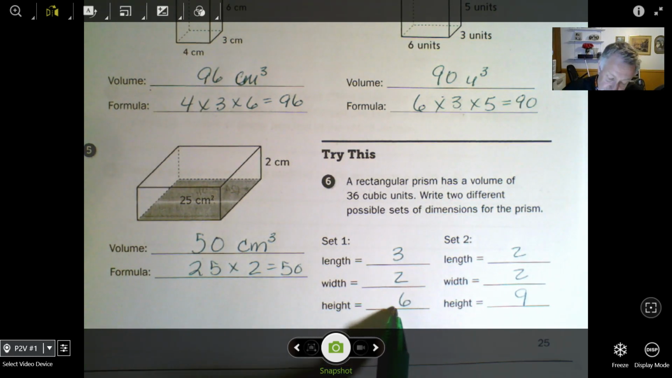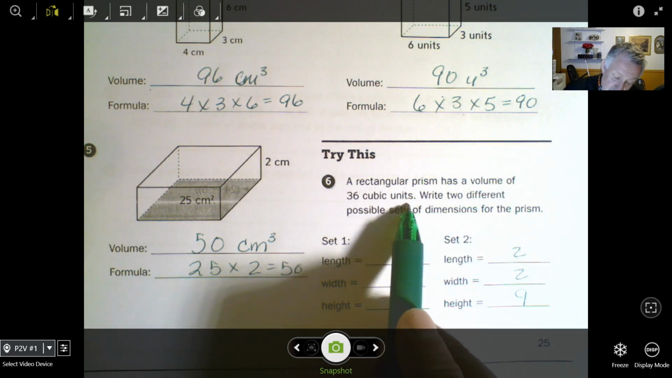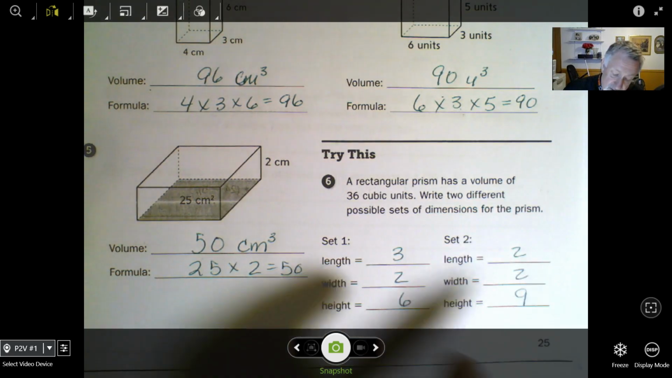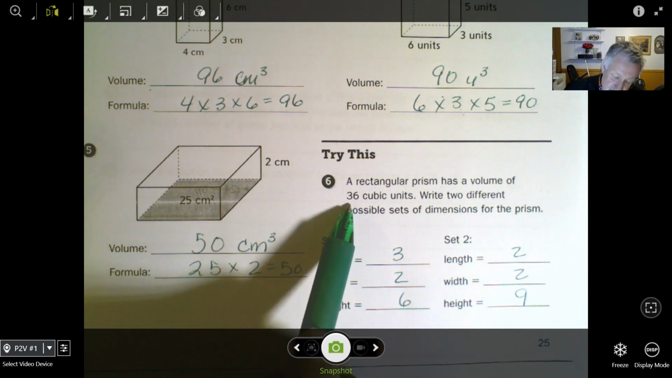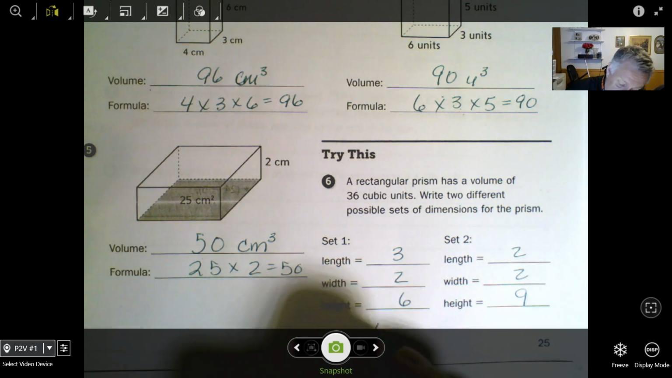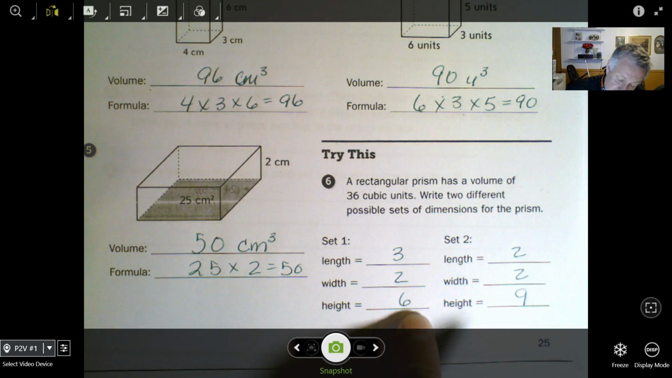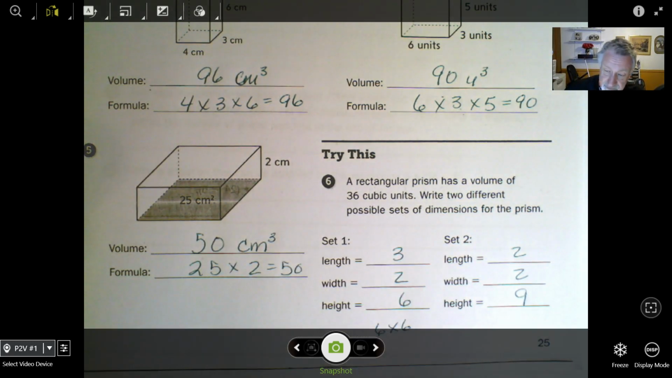Over here, for the try this, a rectangular prism has a volume of 36 cubic units. Write 2 different possible sets of dimensions for the prism. So basically, length times width times height is going to equal 36, or base times height is going to equal 36. So in this one, I said, well, 6 times 6 equals 36. So if my height is 6, my base comes from the 6 here, and 2 times 3 is 6. So 2 times 3 times 6 equals 36. So that's one possible set.